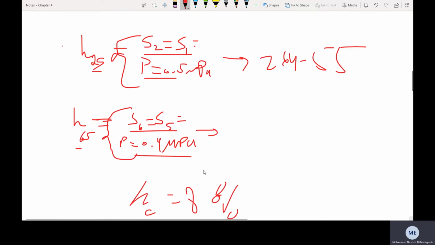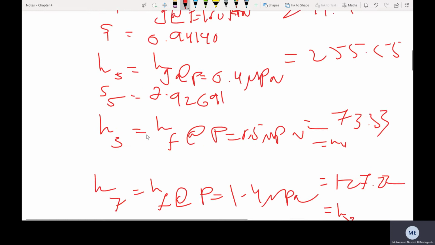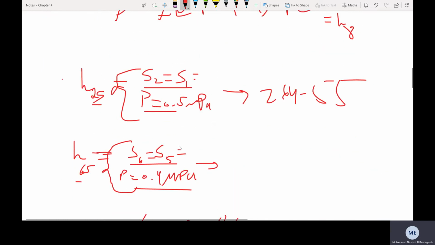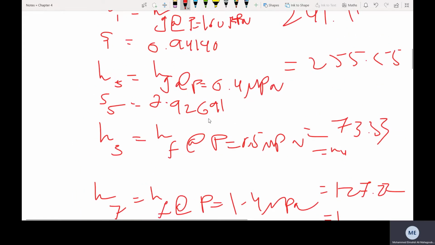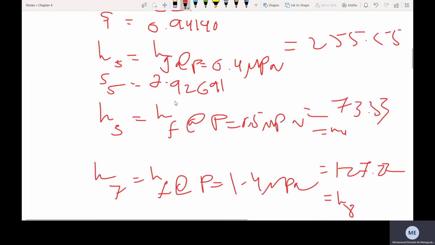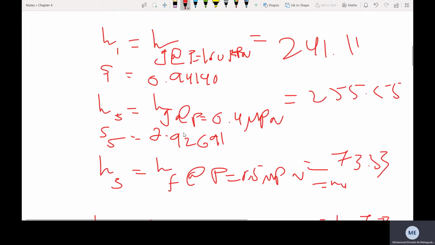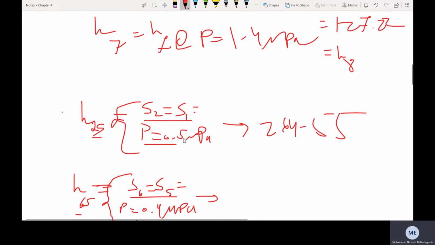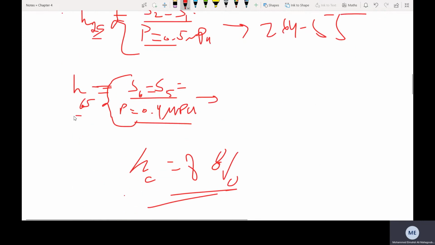And here H6 again, same thing. Make the entropy constant, which is 0.926, and then go with 400 kilopascals. With 400 kilopascals, I see 0.926, and I have here 0.9269. Oh, what is this? I need to make it constant with which entropy? With this entropy, which is at 0.4. This is what I missed: this pressure should be 1.4. So be careful.